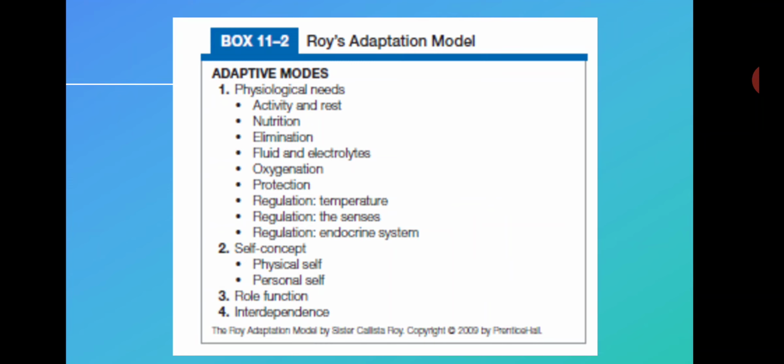Okay, so this is Sister Callista Roy's adaptation model. So information are grouped into 4 categories. So knowing adaptive responses of the client, for example, in elimination, you question the client of how does your client increase his fluid intake in case your client notices that his urine output is decreasing. So it's more of knowing from your client how do they respond or how do they react should crisis or problem arise.